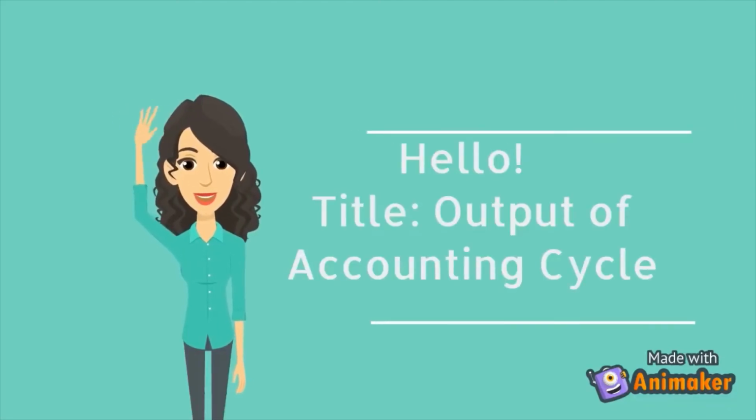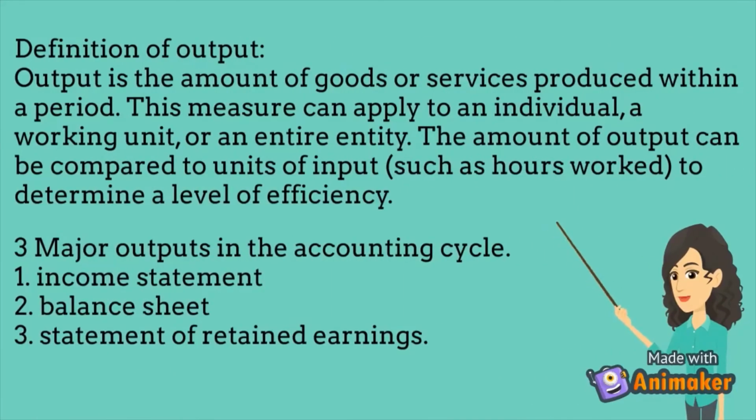About outputs of the accounting cycle. Definition of output. Output is the amount of goods or services produced within a period. This measure can apply to an individual, a working unit, or an entire entity. The amount of output can be compared to units of input, such as hours worked, to determine a level of efficiency.